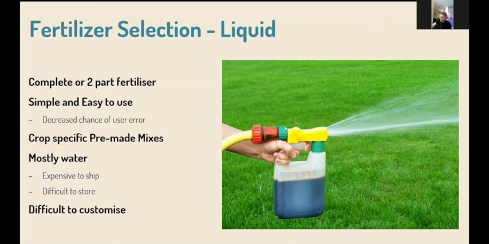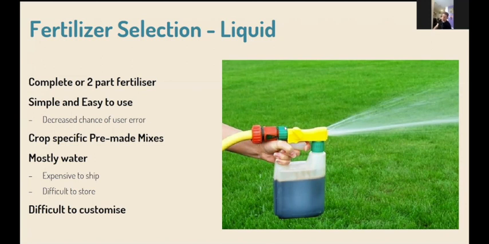This is the solution most people tend to be familiar with. It's usually sold as a complete fertilizer, so just one part you dilute in water, or two parts, which I think most people are familiar with, an A and a B solution that you just dilute in water in your system. They're incredibly easy to use. Usually just hook the A and B solution directly up to pumps that slowly dose equal amounts into your system. Keep your nutrient levels and EC where you want them to be. It's incredibly simple and there's not much user error because it can be automated.